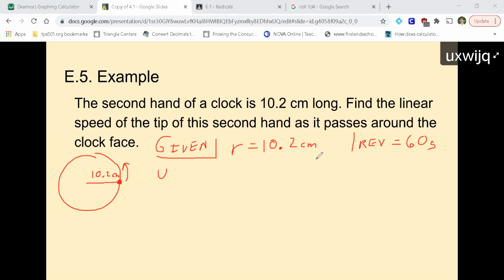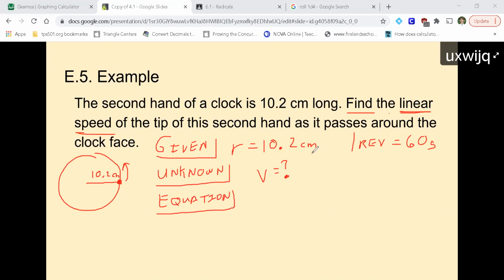The next thing you should write is your unknowns. What are we trying to find? The linear speed. So what is the velocity? Next, you should write your equation. So then we go to our formula sheet and we try to find our missing variable on that formula sheet. And you should now have that velocity is equal to the arc length divided by time.